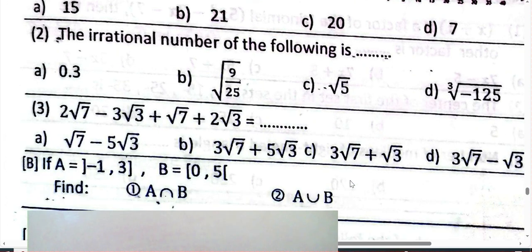Next question: which of the following is an irrational number? Irrational number here, choose letter C. We call it an irrational number because the square root of 5 we can't find in the rational numbers. It will be letter C.